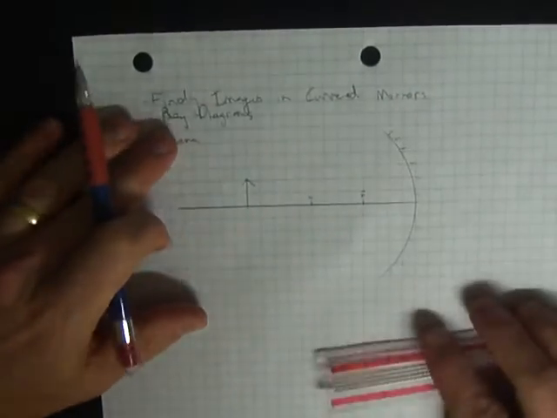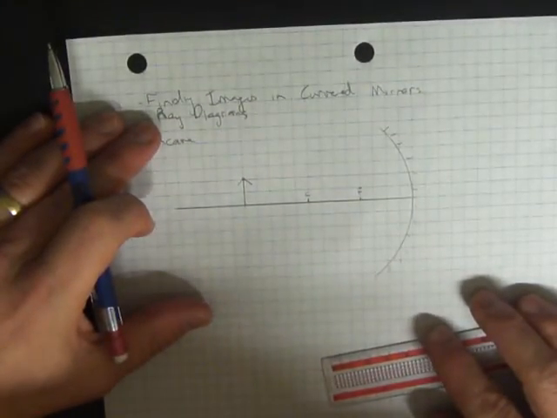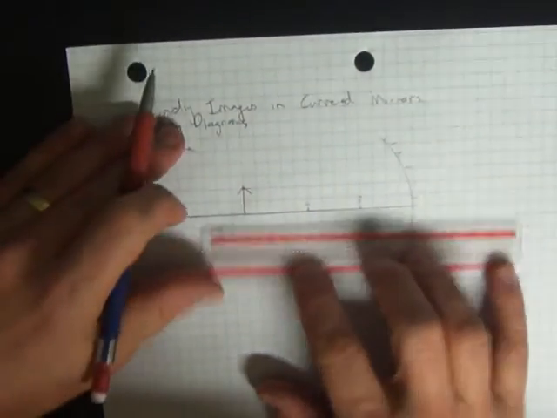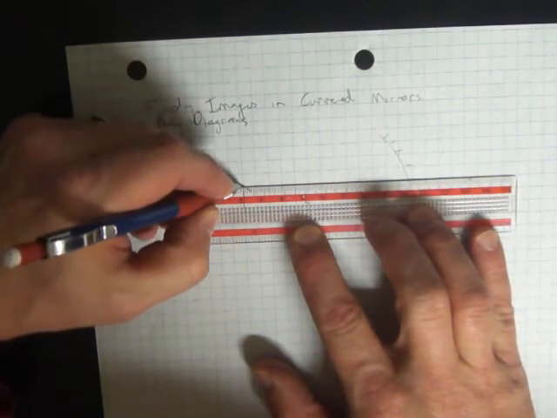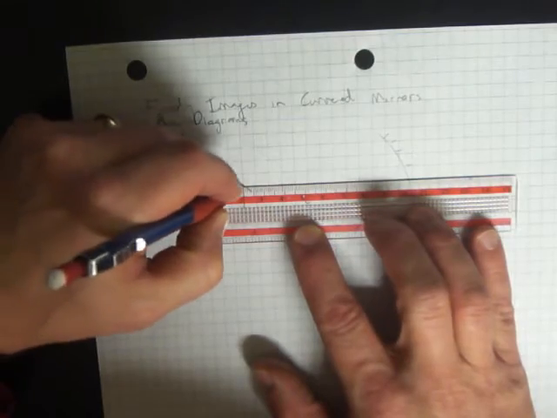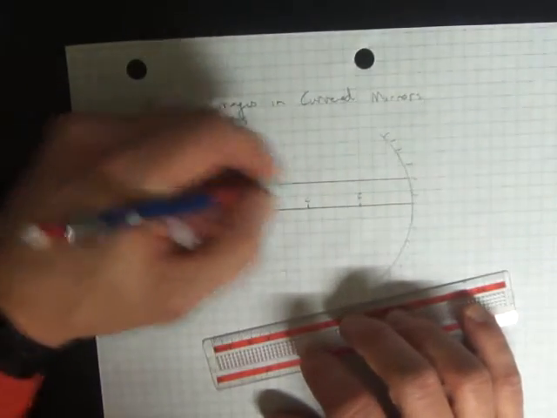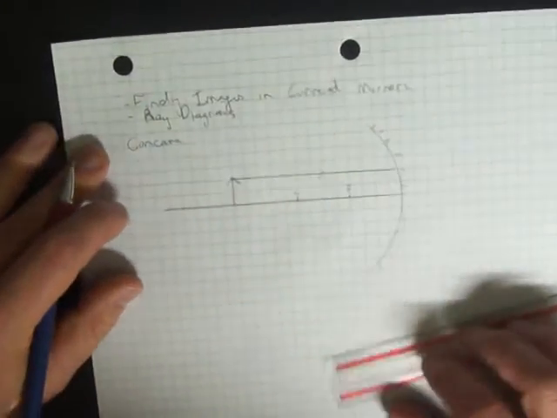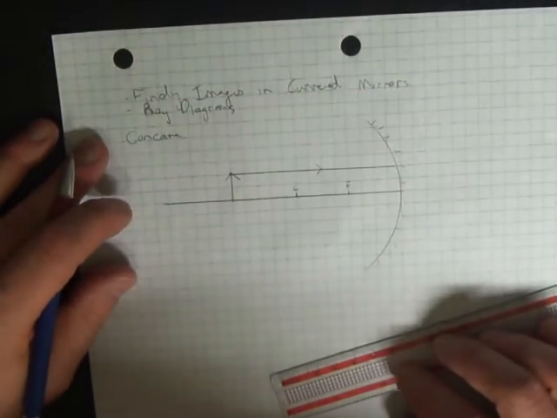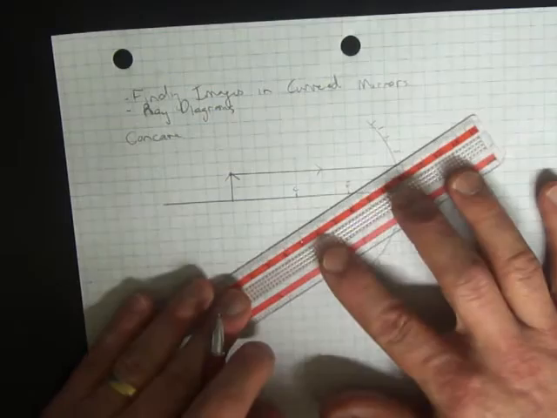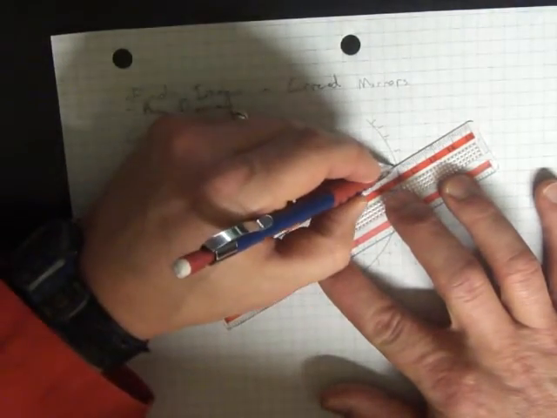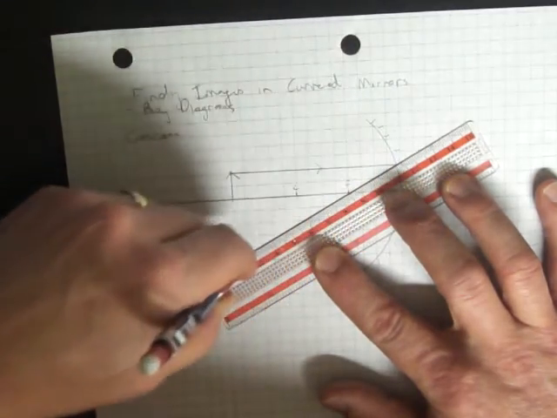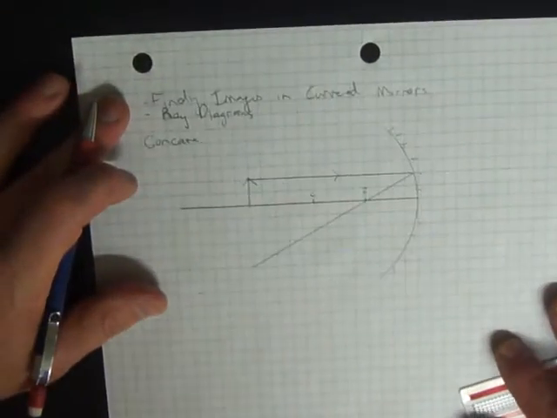How many rays do I need to locate this thing? 2. So let's take the first rule. A ray that comes off of the top of the object, and it's parallel to the principal axis. Where's it going to go? Through F. And make the ray kind of longish, because we're not sure where it's going to overlap. All right?